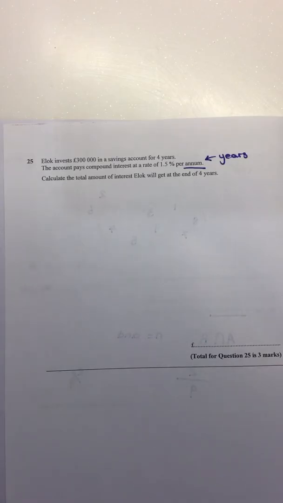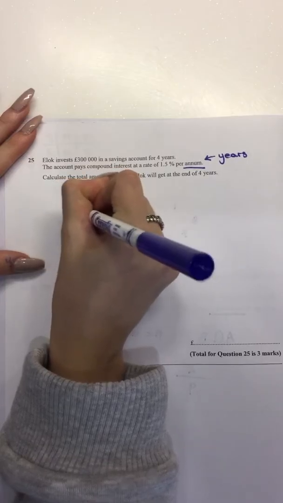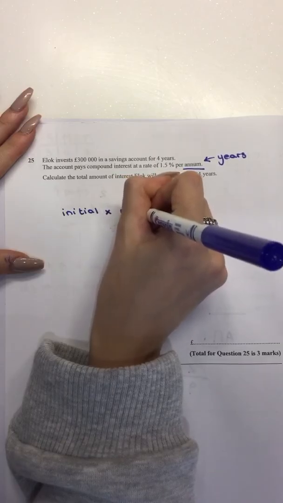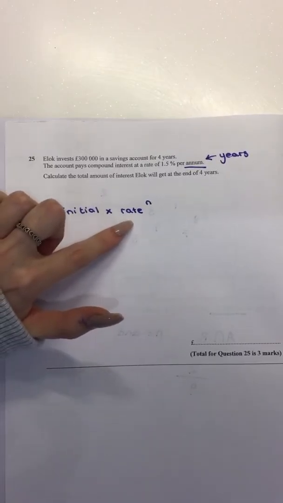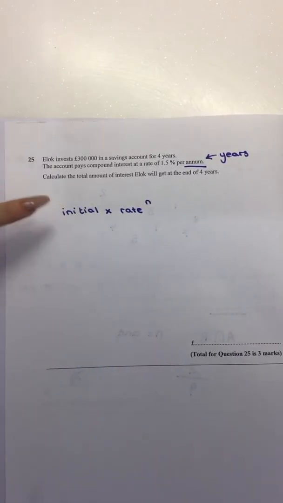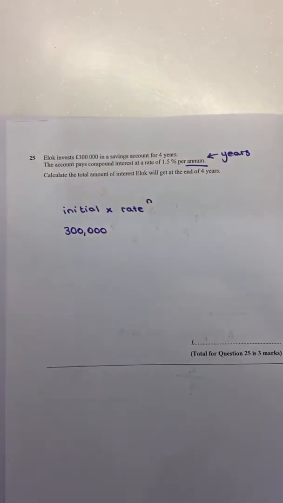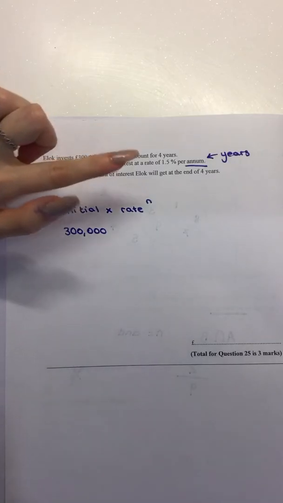Now this is a little bit of a sneaky question, because the first thing you have to do is calculate the total amount he will have in his bank. Now the way we do that is we use the formula initial times by rate to the power of n, which is the number of years. So our initial sum is 300,000. Now the rate, this is a tricky part to calculate.